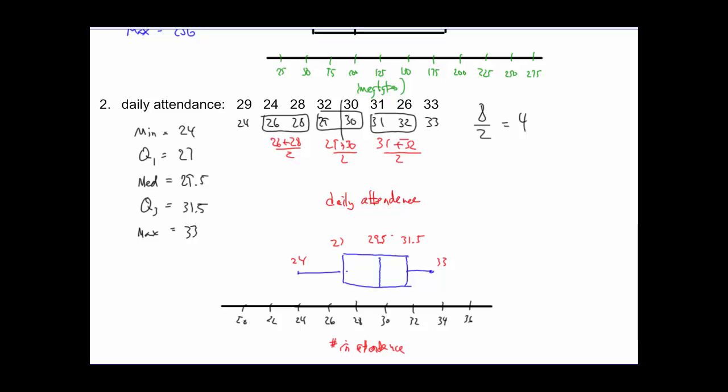Now, because of the even data set, 29 will be in the lower half and 30 will be in the upper half. So you have to find Q1 using 24, 26, 28, and 29, which then says 26 and 28 are both in the middle. So I took the average of those, got 27, and then 31 and 32 were on the upper end. So 31 plus 32 divided by 2 gave us 31.5.